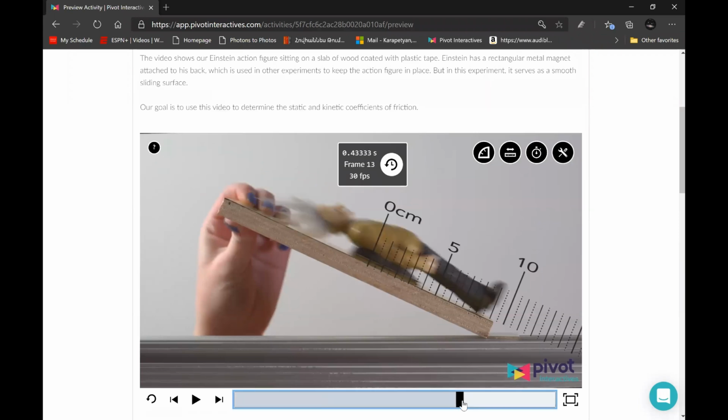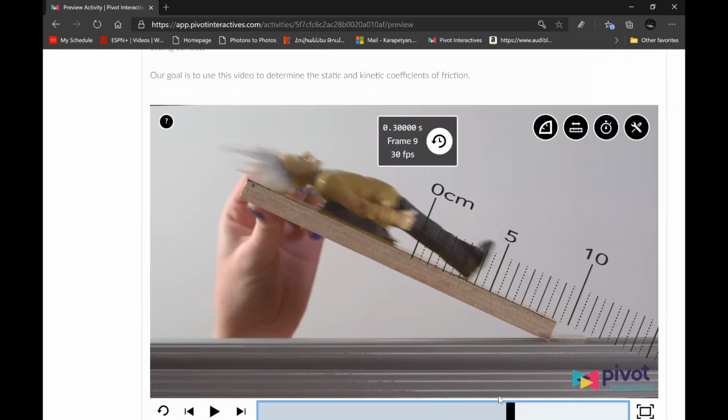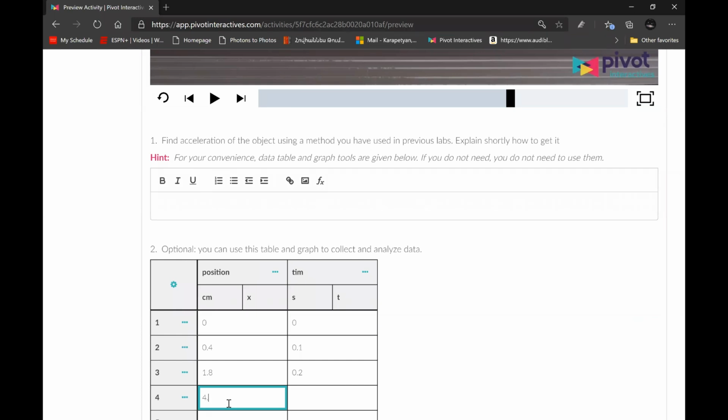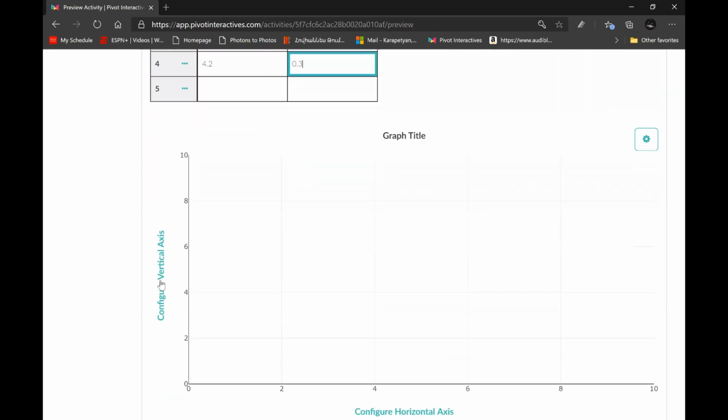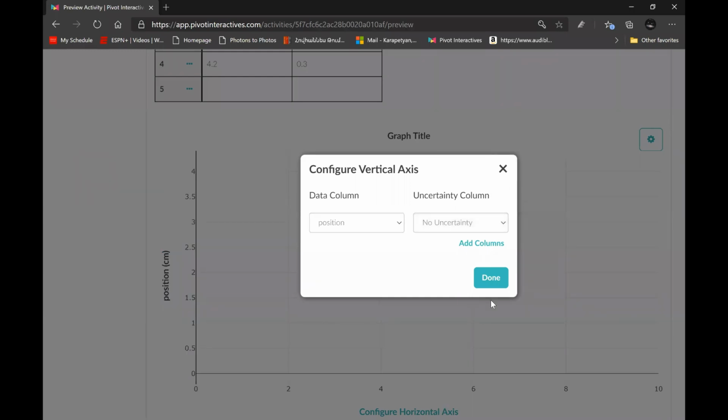Then let's say we go to 0.3. What do you guys read? Looks like 4. Yeah, I think we can estimate that it goes a little bit beyond 4, maybe like 4.2, because it's so fast, right? So I would say 4.2, and that's 0.3. The rest you can do, but I already have enough data. So when I come back over here, I do position versus time.